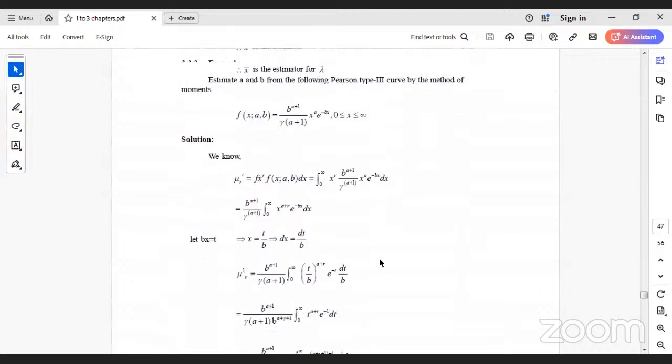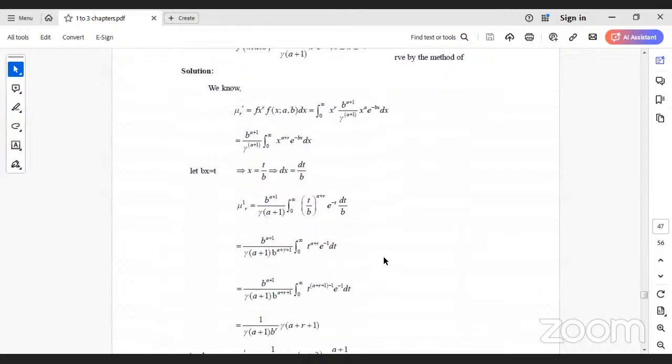So therefore b^(a+1) by gamma(a+1) times the integration from 0 to infinity of x^(a+r) e^(-bx) dx. So let bx = t, so x = t by b. Differentiating, dx = dt by b. So mu_r' = b^(a+1) by gamma(a+1) times the integration from 0 to infinity of (t by b)^(a+r) e^(-t) dt by b.